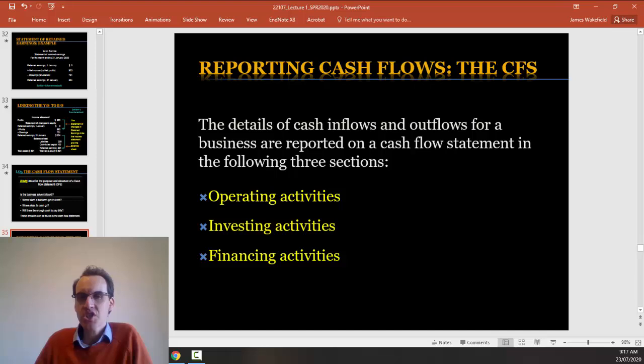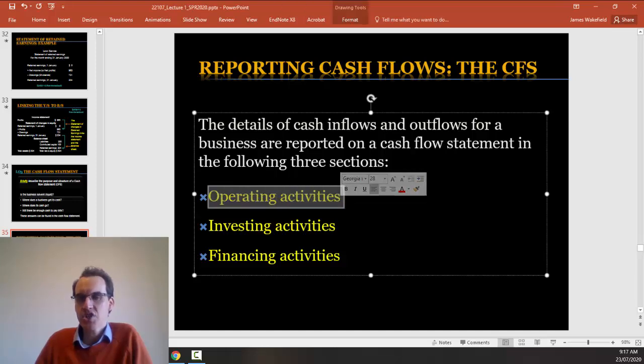The first section is the operating activity section, which is the everyday cash flows associated with the business. So these are the cash flows associated with the normal everyday activities of the business. Buying inventory, paying employees, receiving cash for the generation of sales revenue, provision of services, payment from customers, etc. These are all captured as part of operating activities.